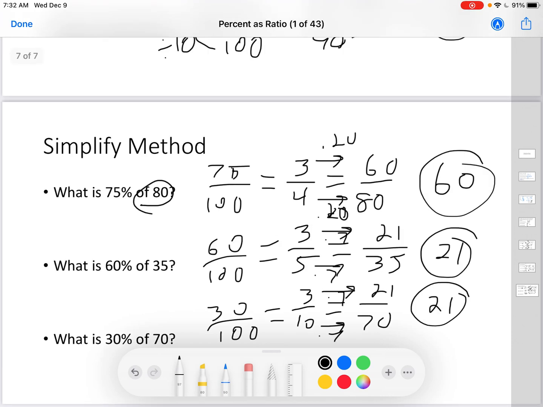Simplify. Simplify the ratio first. Determine how to go from one side to the other.